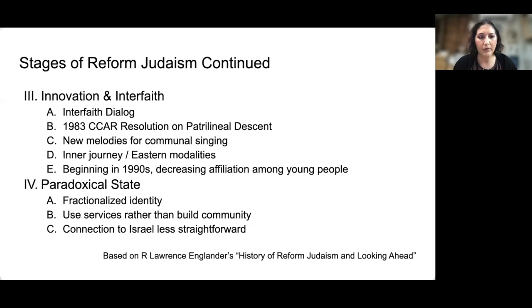like meditation and yoga. And then beginning in the 90s, there was a decreasing affiliation among young people. I found it really fascinating that Rabbi Englander notes that trend started in the 90s, and in some ways it doesn't seem that long ago, but that was 30 years ago. It's a little shocking to me to think about it that way, that 1990 was that long ago, but there you go. And then now we're in this paradoxical state of fractionalized identity.